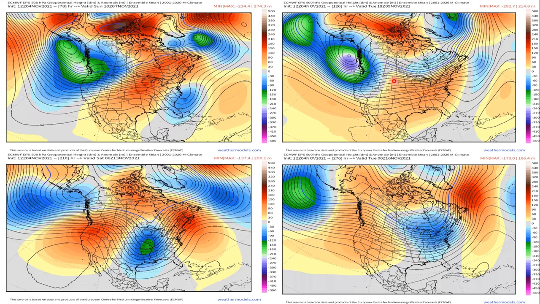On the 9th of November, this is Tuesday, that trough moves generally to the east, closer to the west coast of Canada and the Pacific Northwest of the United States. The jet stream tends to become more zonal by Tuesday.